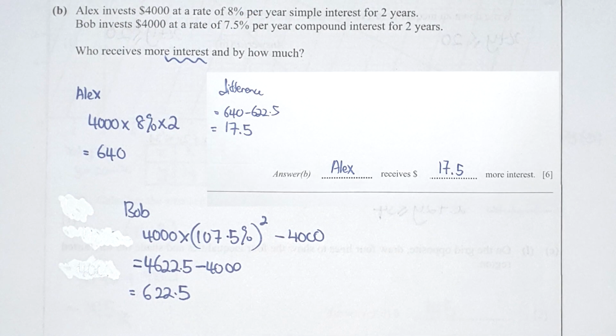In section B, for the simple interest, just take 4,000 times 8% times 2, you get 640. As for the other one, you just take 4,000 times 107.5% to the power of 2. Remember to minus 4,000 back, because the question is asking for interest earned. So after the calculation, you get 622.5. So the difference here is actually 17.5, and the one that generates more is the one with simple interest.